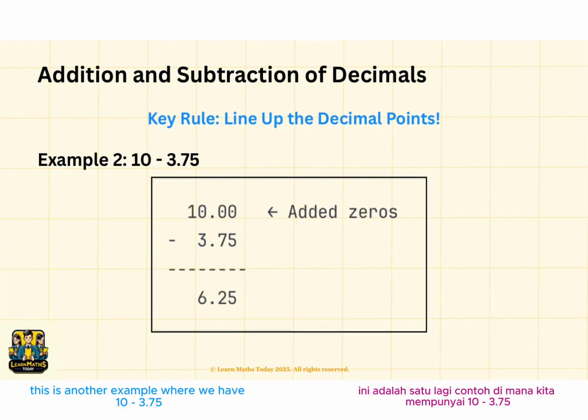This is another example where we have 10 minus 3.75. To line up the decimal point, we add zeros to the back of 10, giving us 10.00 minus 3.75. Afterwards, we subtract as per normal and bring down the decimal point to give us 6.25.